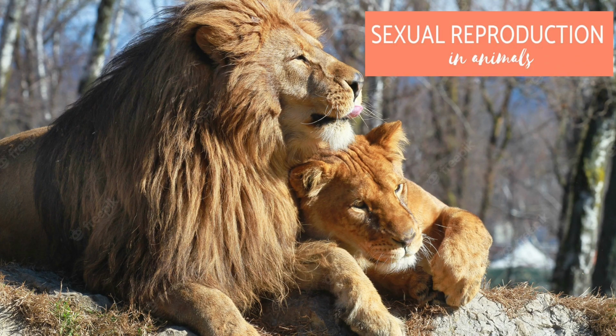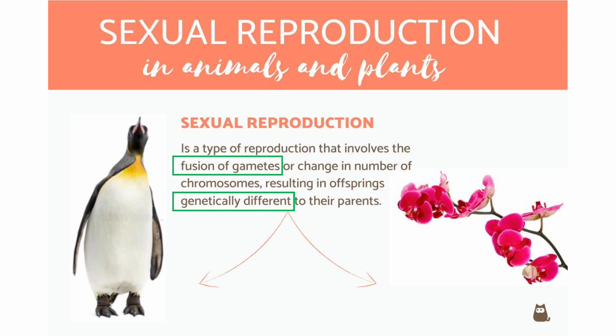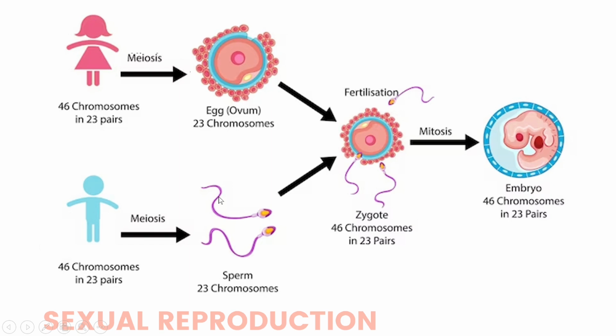Okay, so we're done with asexual reproduction. Let's now proceed with sexual reproduction in animals. And we're already familiar with this. We talked about this over and over again. So the most important thing is the fusion of gametes, and the resulting organism is genetically different from its parents. So you have here a diploid female undergoing meiosis producing the haploid egg, and the diploid male undergoing meiosis producing the haploid sperm cells, which will fertilize together to produce your diploid embryo, later becoming a new individual.